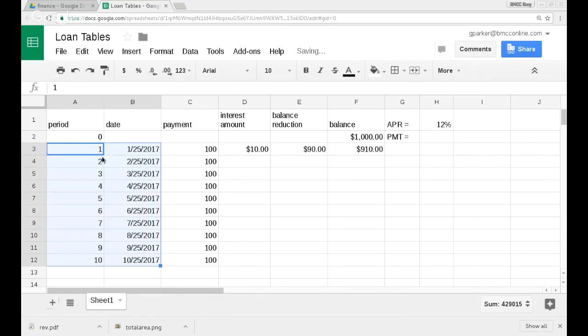So it recognized 1, 2, 3. It recognized January, February, March, April, and so on. The formulas are self-contained, and they only need a single one. So you can fill it down in two ways.